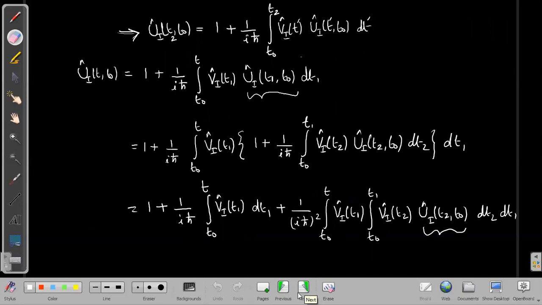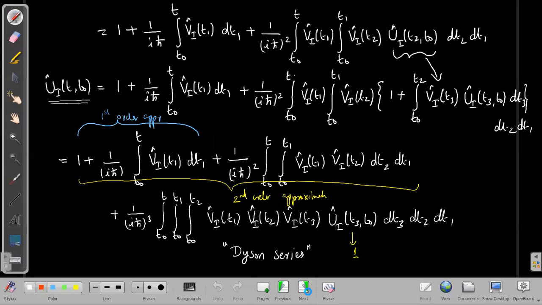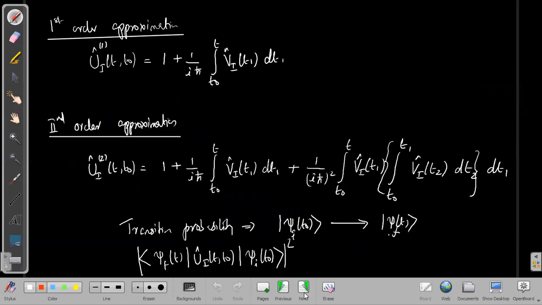So if you are going for first order approximation, I will put U_I(t1, t0) as 1. That is basically called the first order approximation. Then the equation becomes 1 plus 1 by iħ integral t0 to t V_I(t1) dt1. If you are going for second order approximation, I will put this approximately equal to 1. And when you're going for third order approximation, I have to do this U_I(t3, t0) approximately 1. So this complete series is called the Dyson series, and we'll get the expression for U_I at the different orders of approximation. And from that, we can calculate the transition probability.